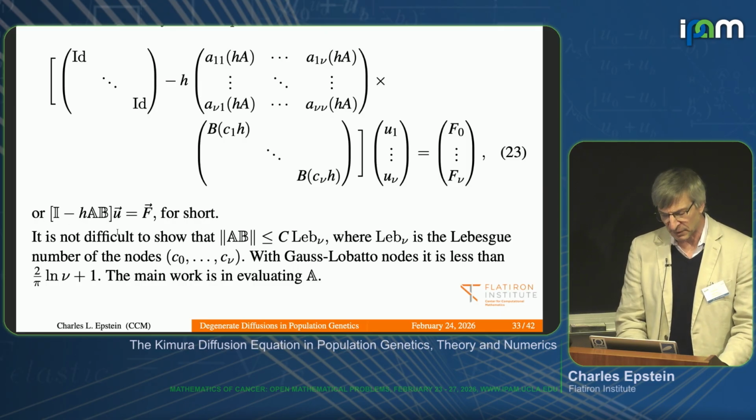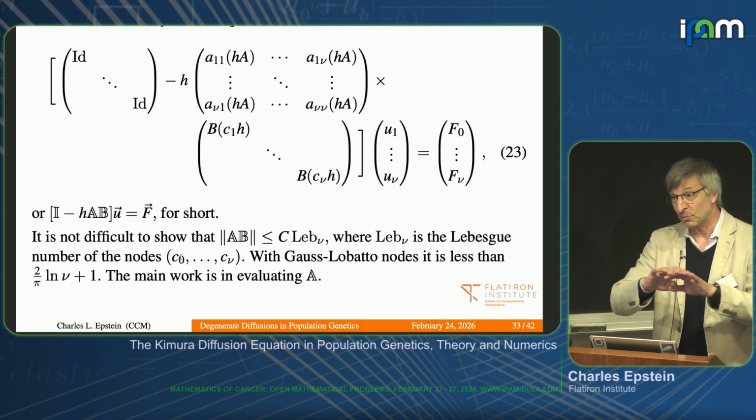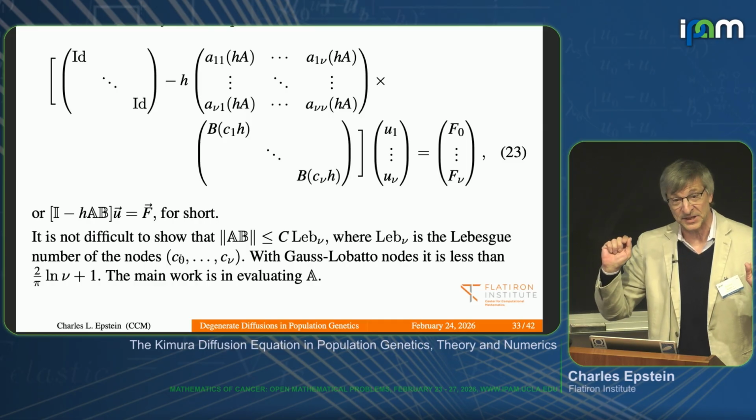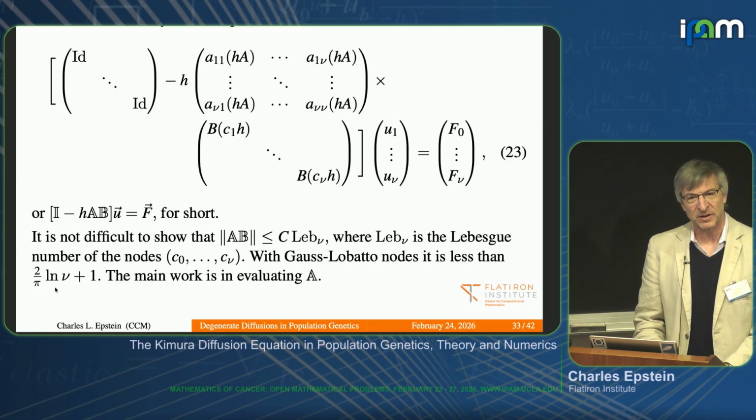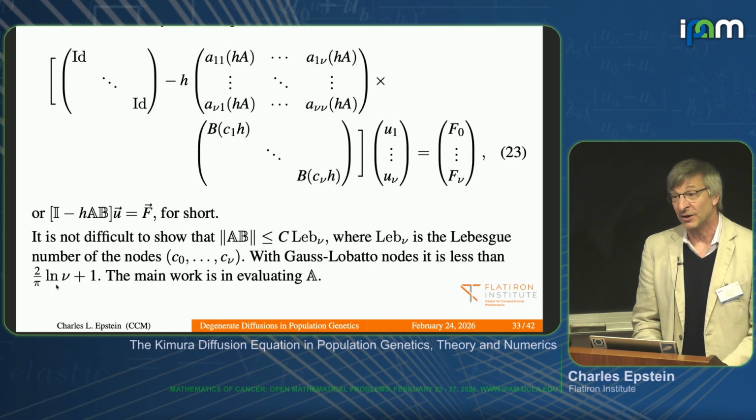And what we can show is the following beautiful fact. The norm of the operator ab is smaller than some constant times what's called the Lebesgue number of the nodes. The Lebesgue number of the nodes has to do with the behavior of these interpolating polynomials in between the nodes. And this is why you have to pick the sample points carefully. For this choice of sample points, that number grows like the logarithm of the number of sample points, so very, very slowly. You would probably never see a nu larger than about 100.